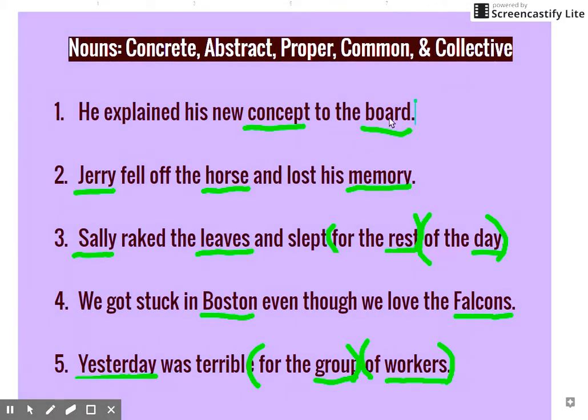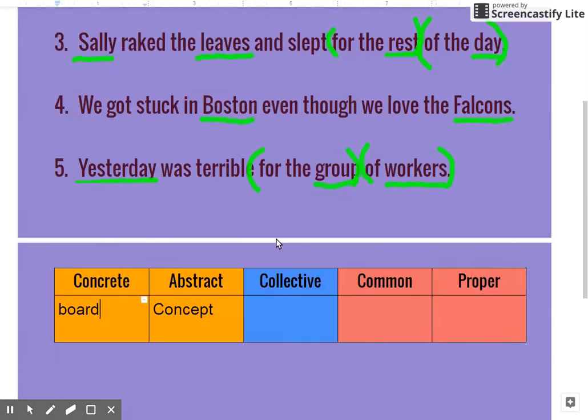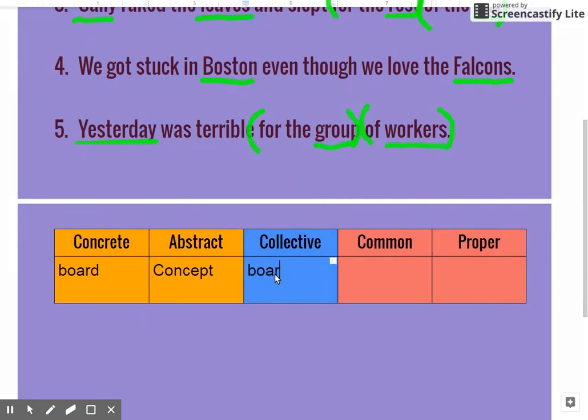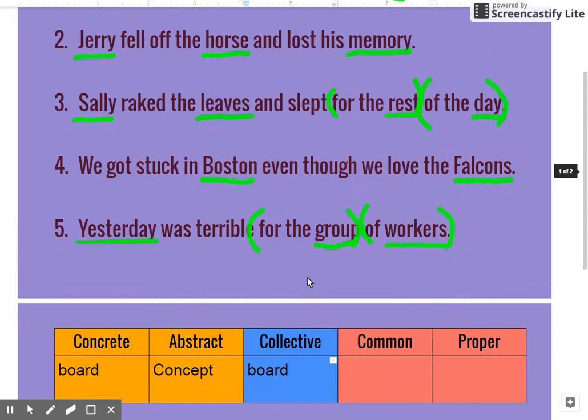All right. Now, are either of these collective? Does concept refer to a group of things? Well, no, it does not. Does board refer to a group? It does, actually. So let's put board right here. Notice that board is both concrete and collective. All right. Remember, nouns are going to fall into multiple categories down here.